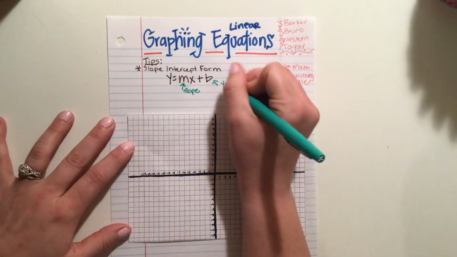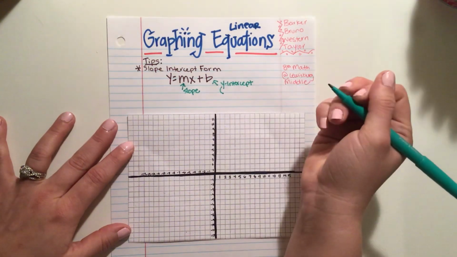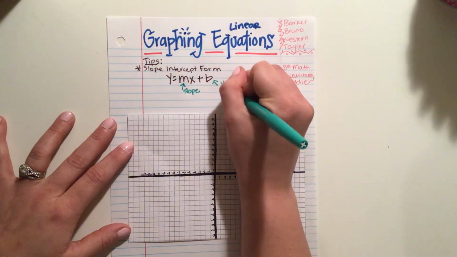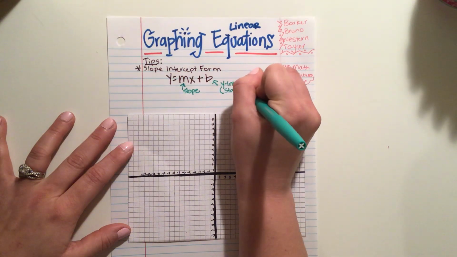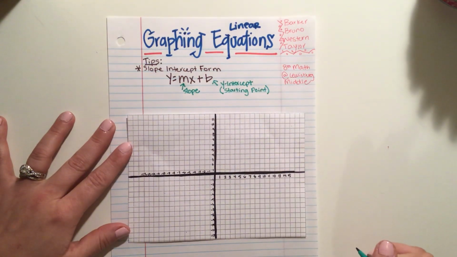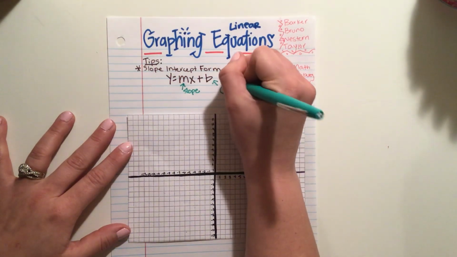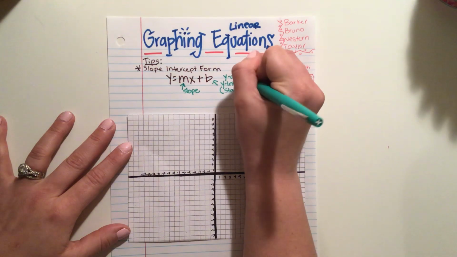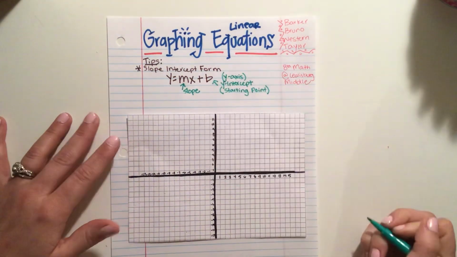So let's go ahead and put in parentheses, that is going to be our starting point when graphing. So our y-intercept is on the y-axis, and that's our starting point.